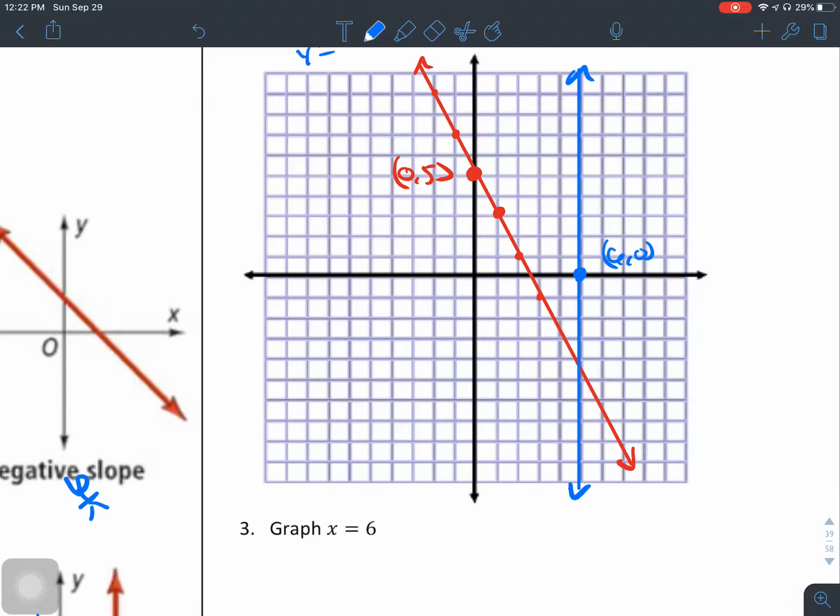Now, what I'm asking you to do is, you might be thinking, what am I supposed to label? Label the y-intercept if it has one. If it doesn't have one, like this one, then label the x-intercept.